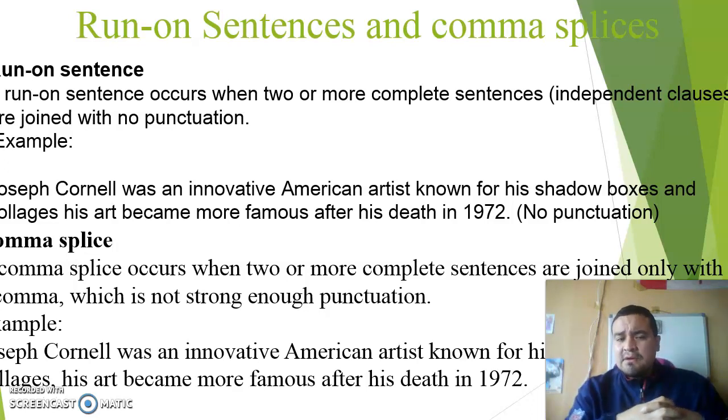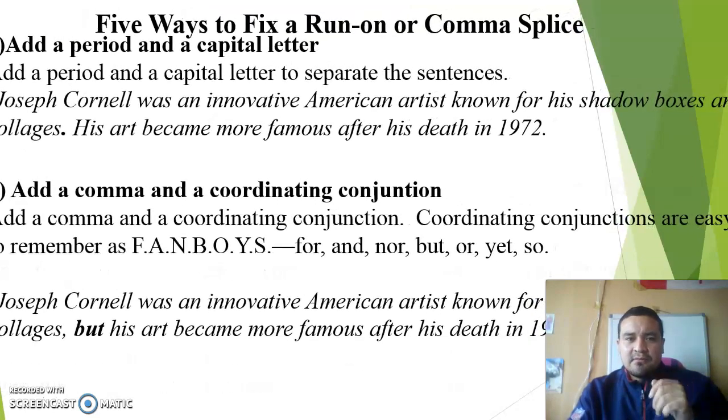But let's see what a comma splice is. A comma splice occurs when two or more complete sentences are joined only with a comma, which is not enough punctuation. Example: Joseph Cornell was an innovative American artist known for his shadow boxes and collages, his art became more famous after his death in 1972. Like I said, this is not enough punctuation. So let's see the possible solutions.